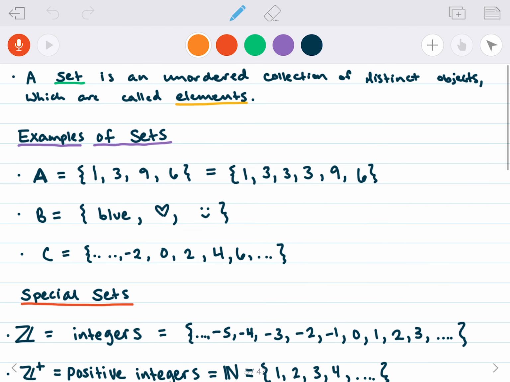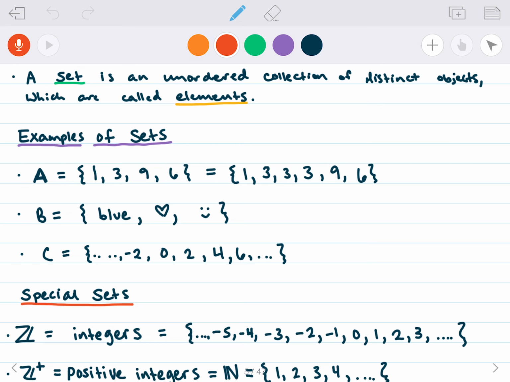Okay, so now we're going to our review. Before we start getting into the weeds of the actual analysis part, I want to do some review with you to make sure we understand the basics. Okay, so the first thing we're going to talk about is what is a set. A set is just an unordered collection of distinct objects which are called elements.